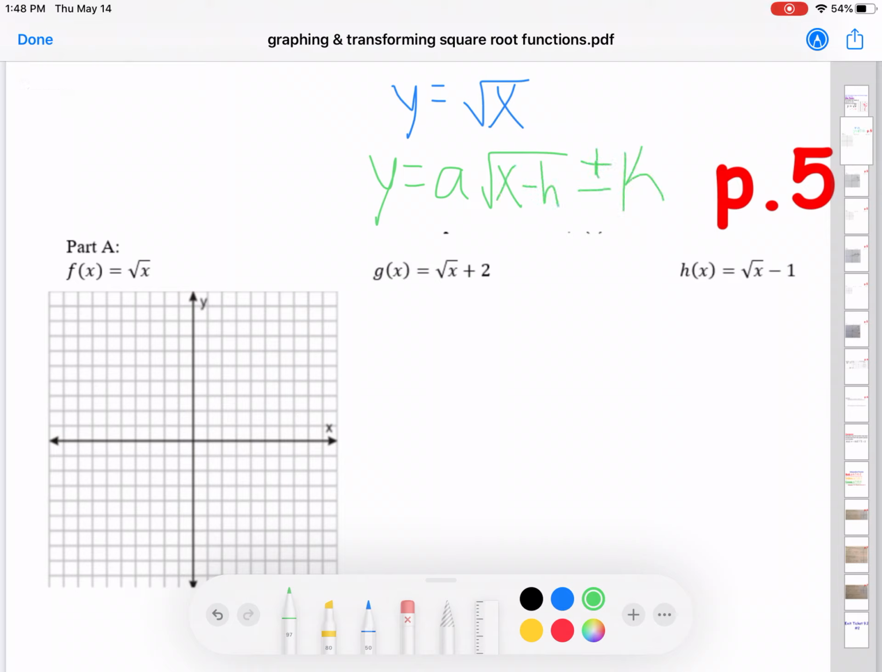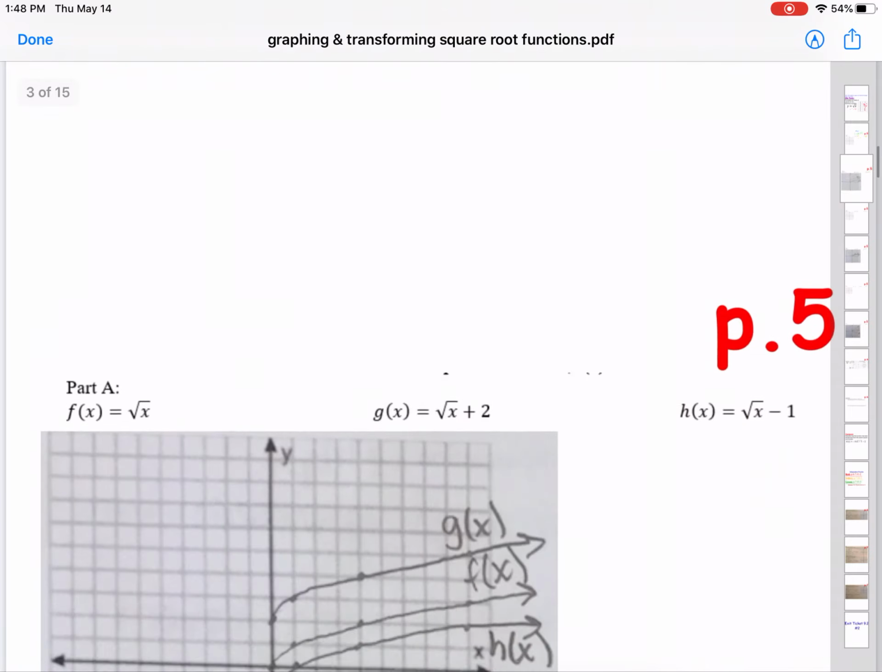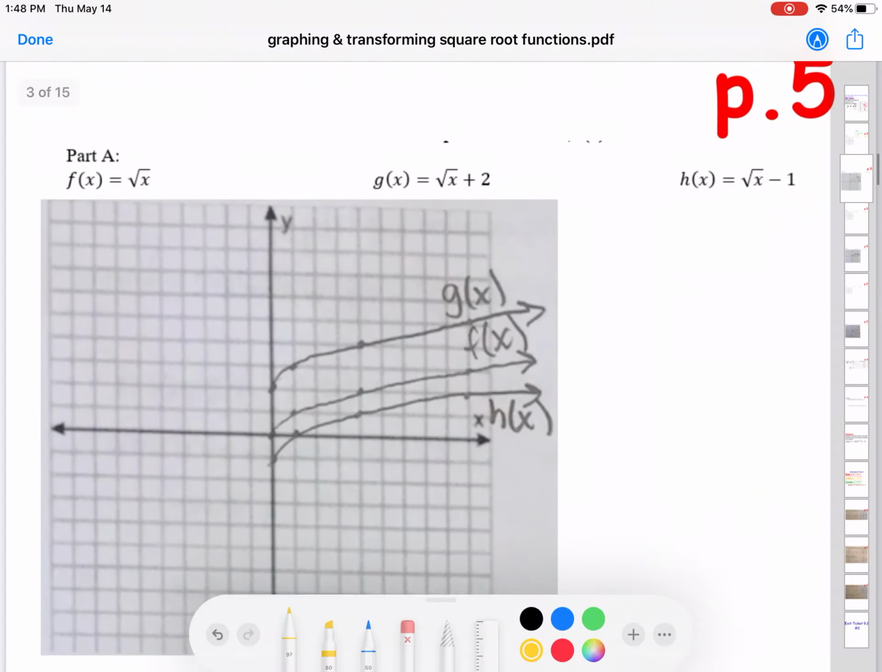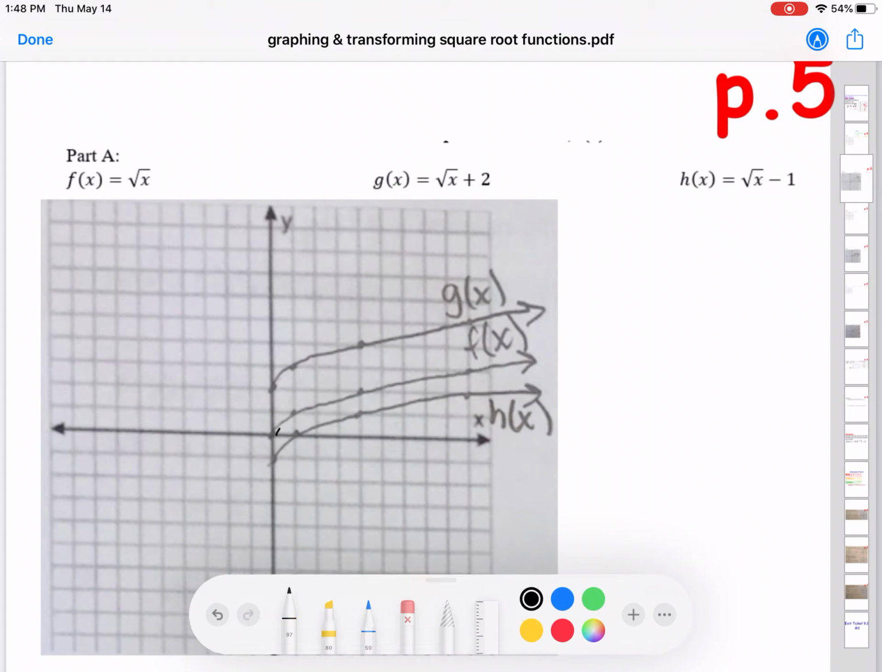So hopefully this is starting to look familiar to you by now. We've been using a, h, and k, and you'll see how they transform the square root function is very similar to the other functions. In activity A here, we're going to look at transforming our k value on the end. So let's see what happens when we put a plus 2 on the end or a minus 1 on the end. Taking a look here, you see the original parent graph, f of x, is right here in the middle. Like we said, it starts at (0, 0), and it gradually grows from there.